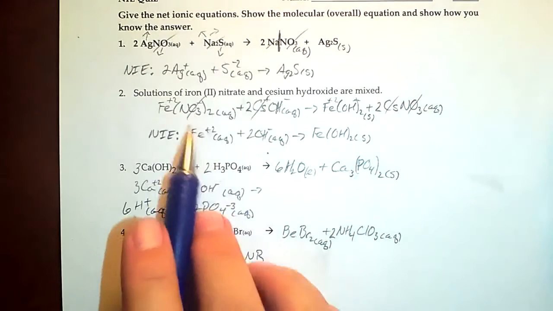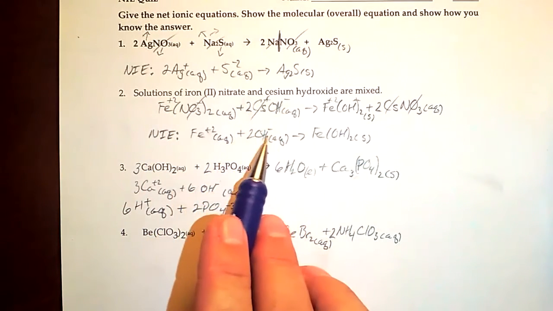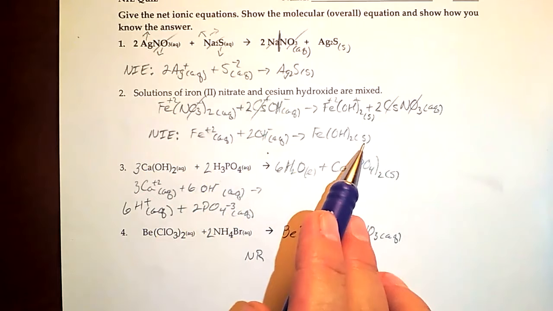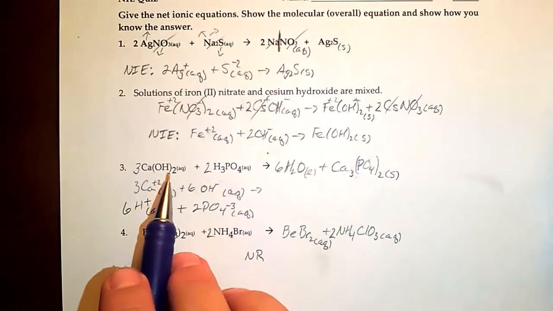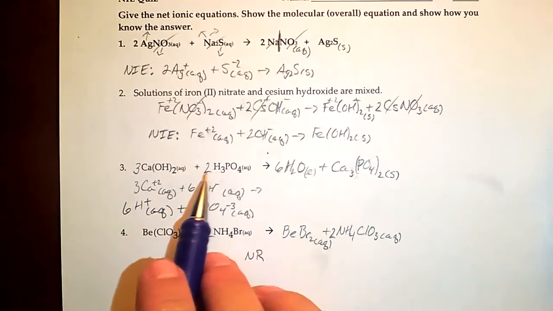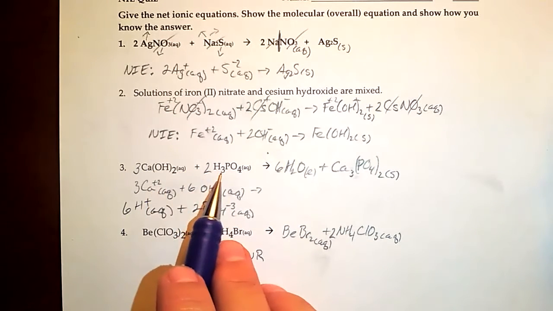And what we had was one of these +2 that was aqueous met up with two of those OH minuses that were aqueous, and they made this solid. Here we have an acid-base reaction. We didn't really talk about it in those terms, but just so you've heard it, because we said acids are things that give off H plus.